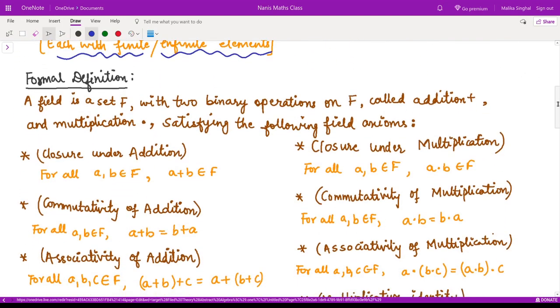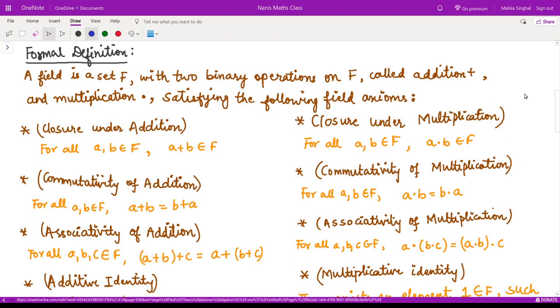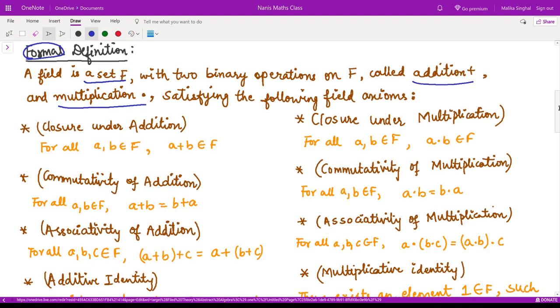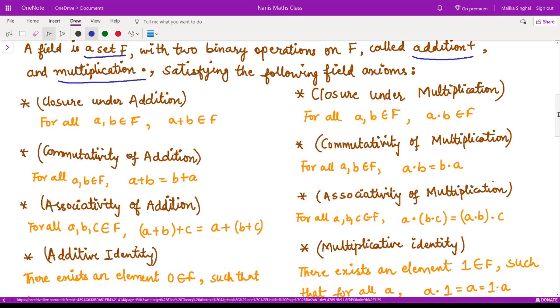So now, having understood what it means, let us formally define a field. A field is basically a set, let us name it F for now, with two binary operations on F called addition and multiplication, satisfying the following field axioms. Let us see what those are.